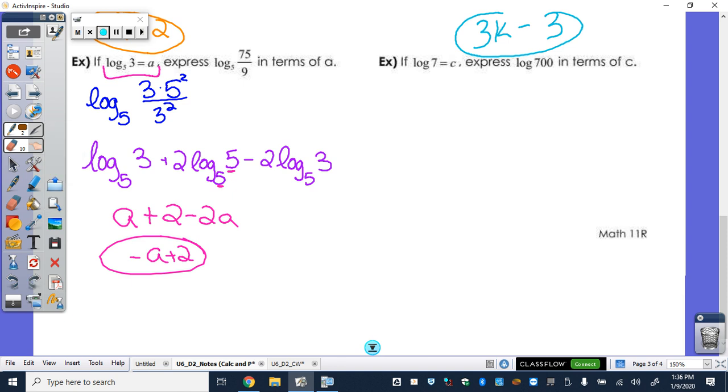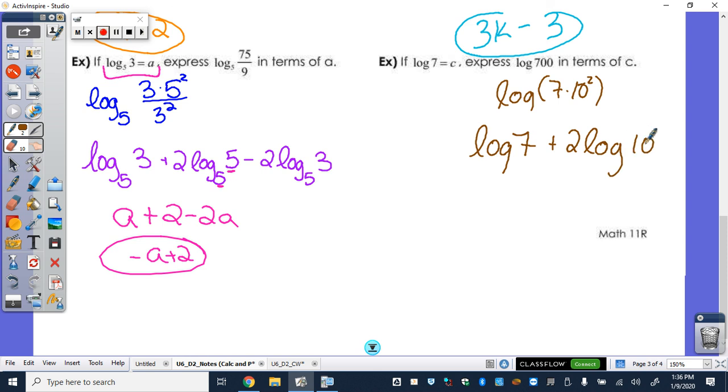And then last one, 700. How does 700 break apart? Seven times 10 squared. So it'd be 7 times 100. 100 is 10 squared. So we would have log 7 plus 2 log 10. They told us log 7 turns into c. 2 log 10 would simplify to 2. So c plus 2.